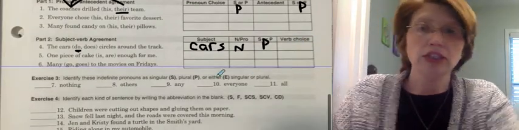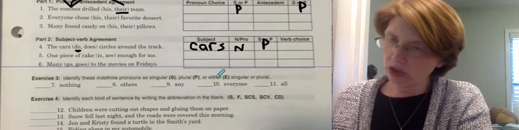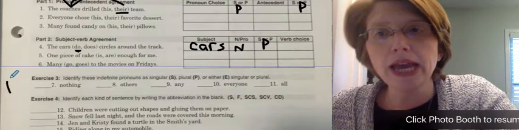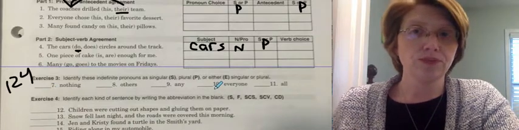Use those pages I told you about yesterday to figure out 7 through 11. So this is page 124 in your book. Use that page number to figure out if these are singular, plural, or either.